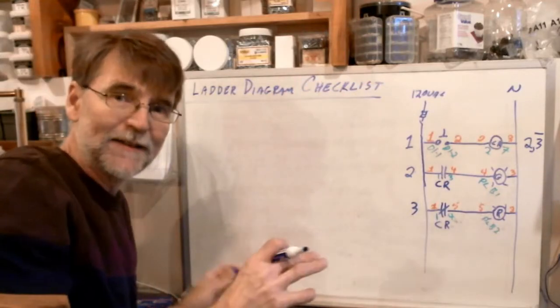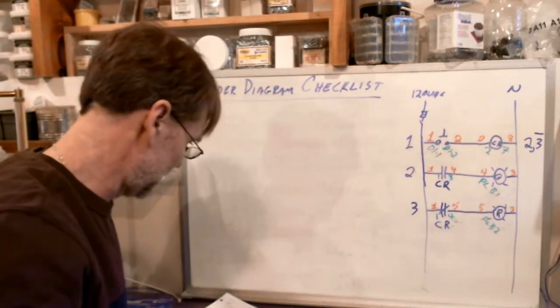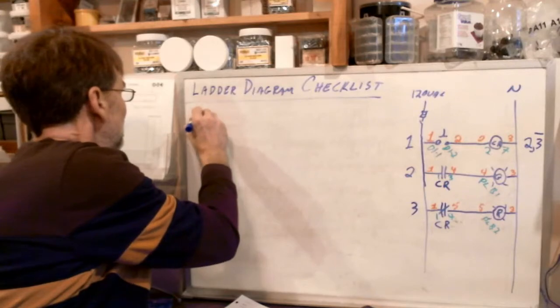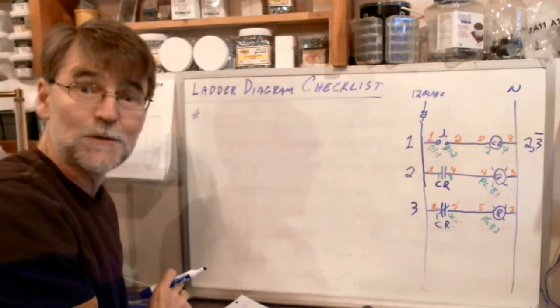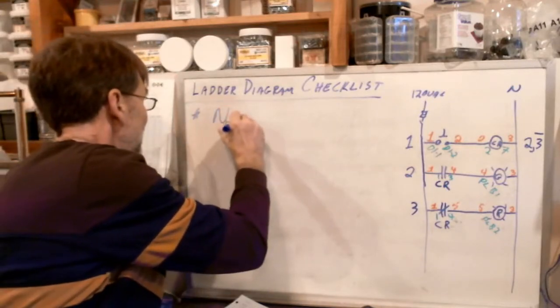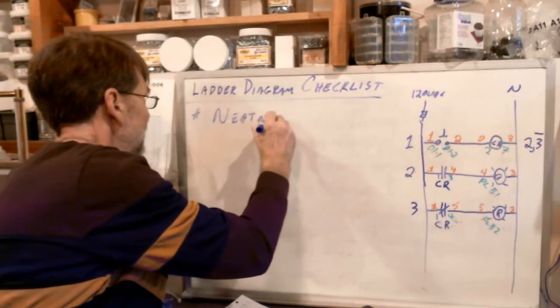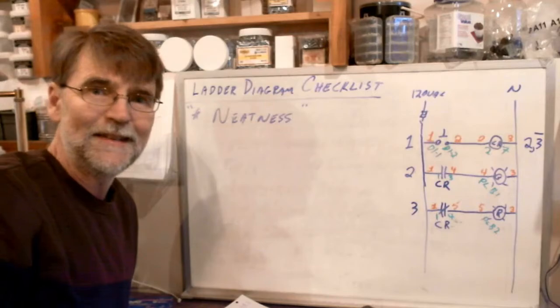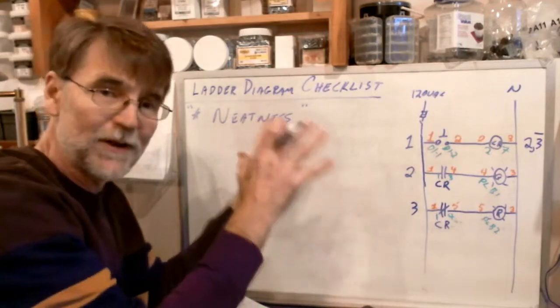Ladder diagram checklist. So here, this is it. I'm done from here once we get through our checklist. So, first of all, I'm not even going to number this. This one's just a star. Neatness. Keep it neat, please. Put some effort into straight lines.